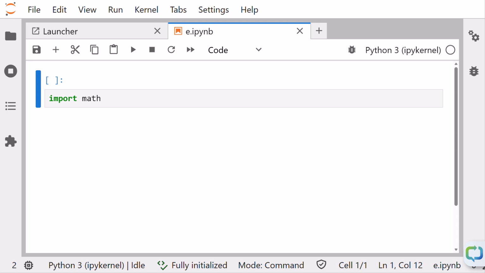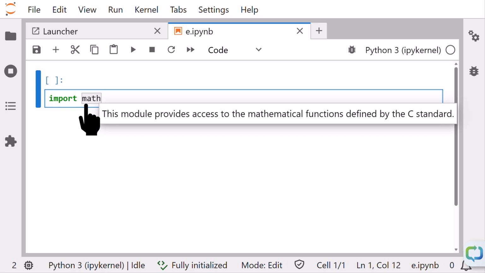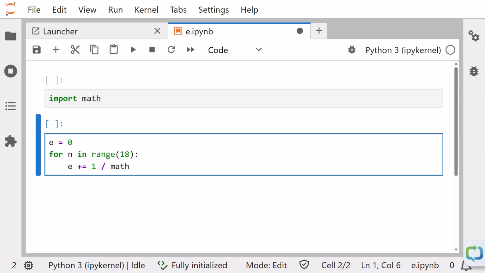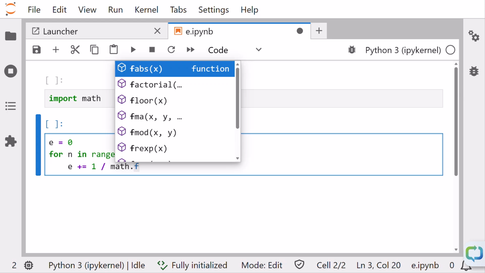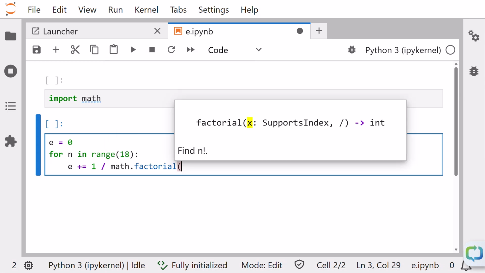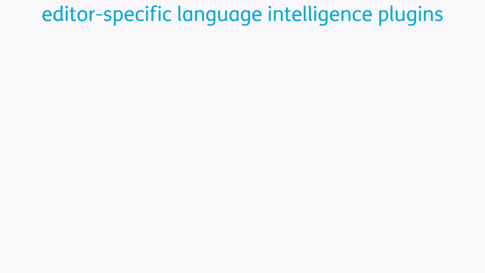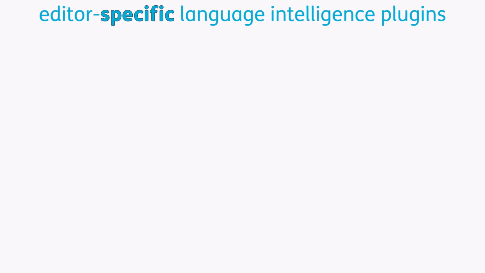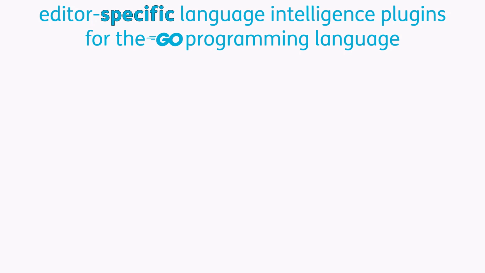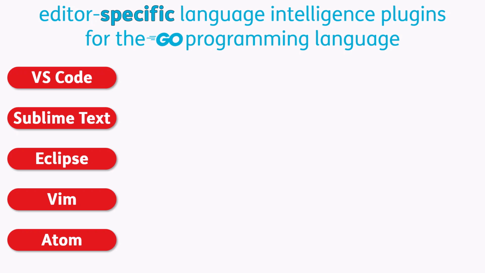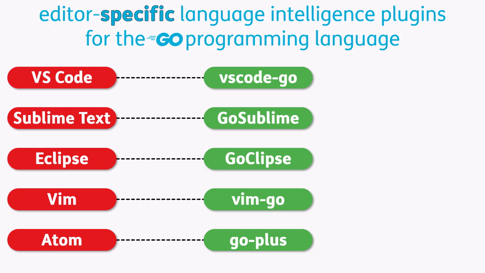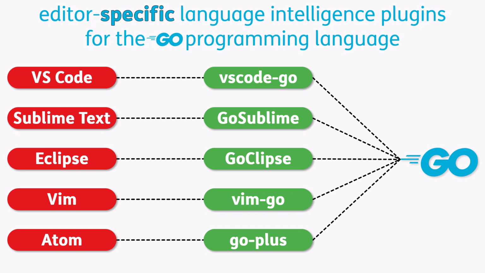Switching to a code editor unlocks special language features, like when you hover over a module name, you get a description. While you're writing an expression, you get autocomplete options and function signatures. Language intelligence features were historically implemented through editor-specific plugins. Let's use the Go language as an example. If we looked at 5 different editors, they used 5 different plugins to enable the language features.